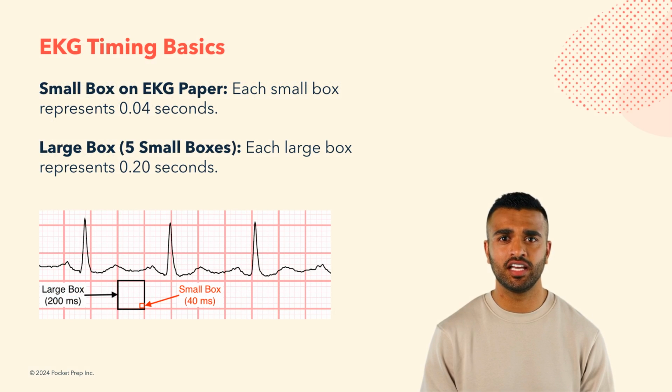When analyzing EKG, electrocardiogram results, it's crucial to understand the basics of EKG paper to ensure accurate interpretation. The paper is divided into small and large boxes, each with a specific time value. Here's a breakdown. Each small box on the EKG paper represents 0.04 seconds. This measurement is essential for calculating the heart rate and identifying the timing of various EKG components. Each large box is made up of 5 small boxes and represents 0.20 seconds. This helps in quickly determining time intervals and spotting any abnormalities in the heart's rhythm.